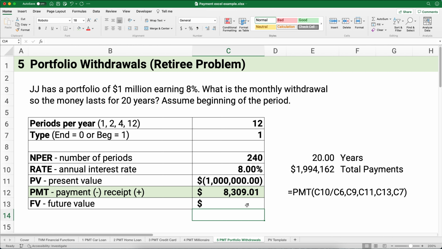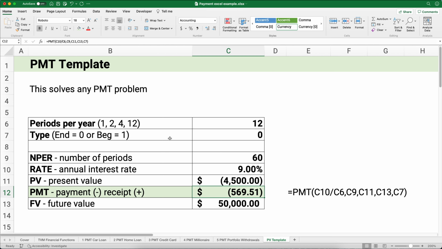$1,994,162. So I want you to be in this situation where you have money you're investing and getting an interest rate rather than the credit card. So you want to be in this situation. Well, what if you say, look, I want that money to last for 30 years, so 360, you can take out $7,289 and you've withdrawn $2.6 million. So pretty fantastic.